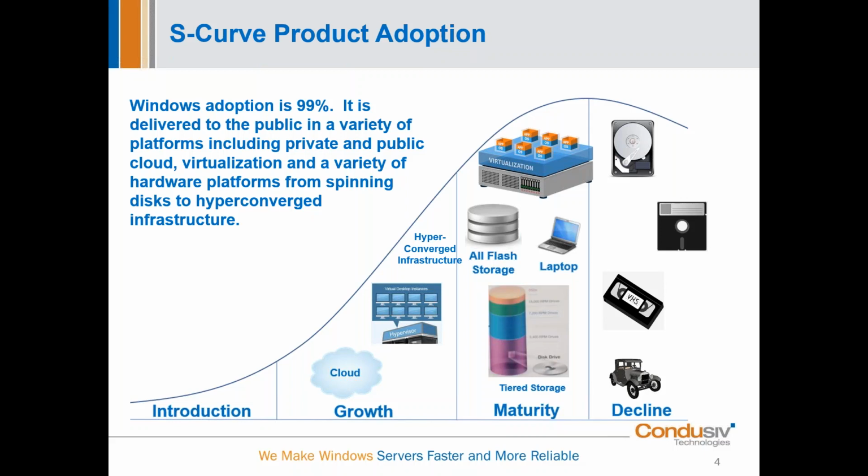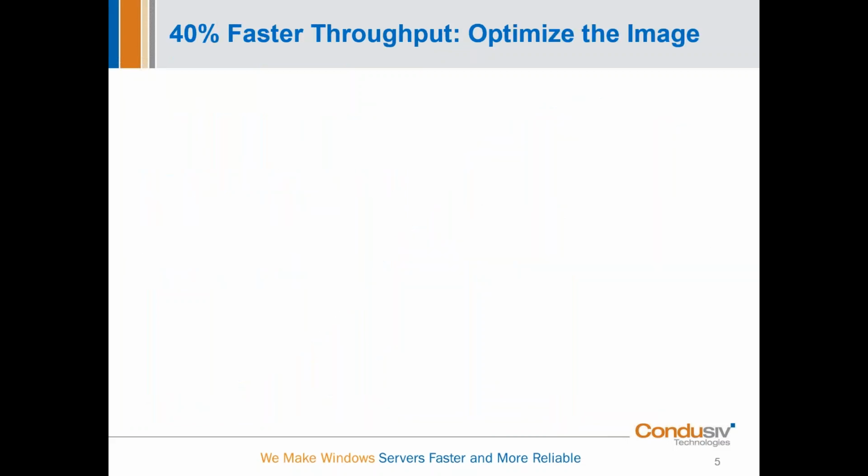It is fully mature and it is everywhere. And it is delivered to the public in a large variety of platforms. We just went over what a lot of those are. It can be private cloud, public cloud, and any type of hardware. The main point here is that Windows is Windows, regardless of the environment that you host it in. And there's a major performance flaw that you experience no matter what hardware Windows is hosted in.